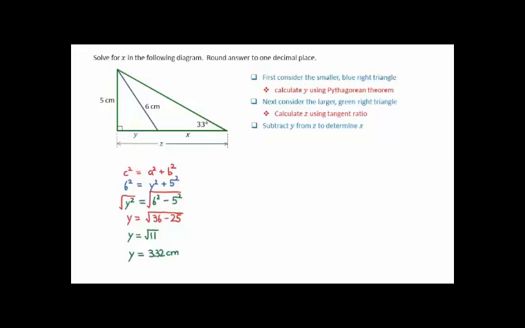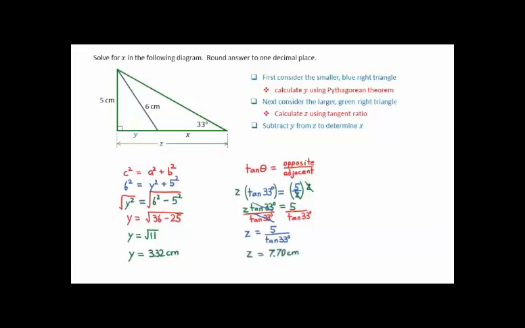We then look at the larger green right triangle, and we use the tangent ratio, the opposite side divided by the adjacent side. Looking at the 33-degree angle, 5 is the opposite side, and z is the adjacent side. Multiplying both sides of this equation by z, we then can divide by tan 33 degrees for z, giving us 5 divided by tan 33 degrees. Substituting this into a calculator, we get z equals 7.70 centimeters.